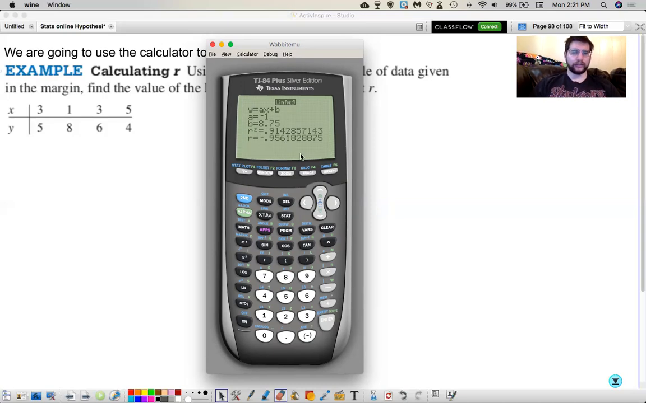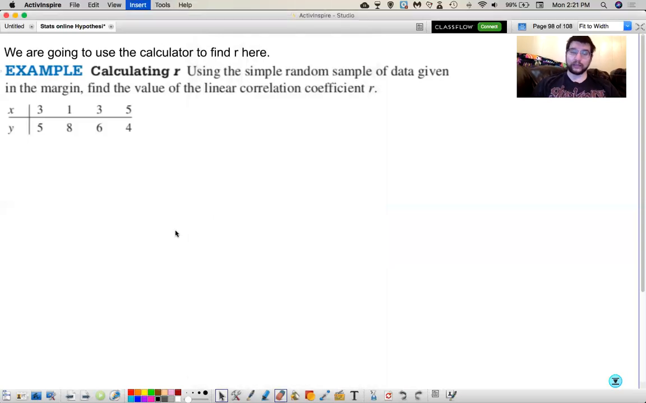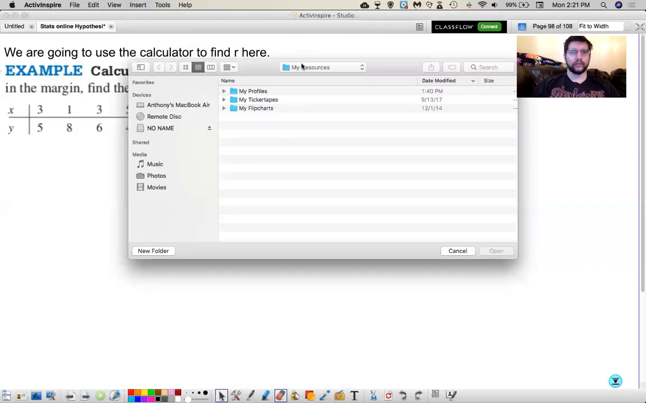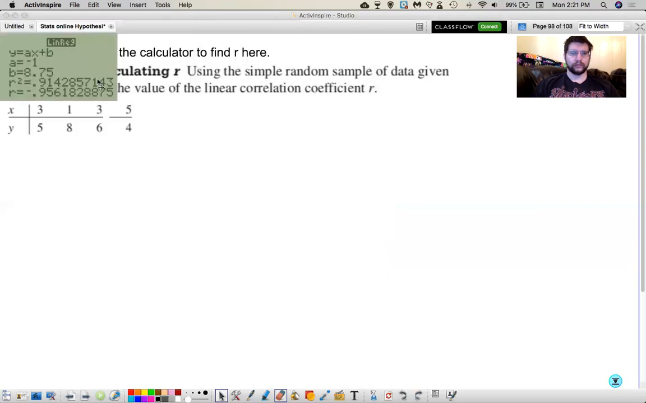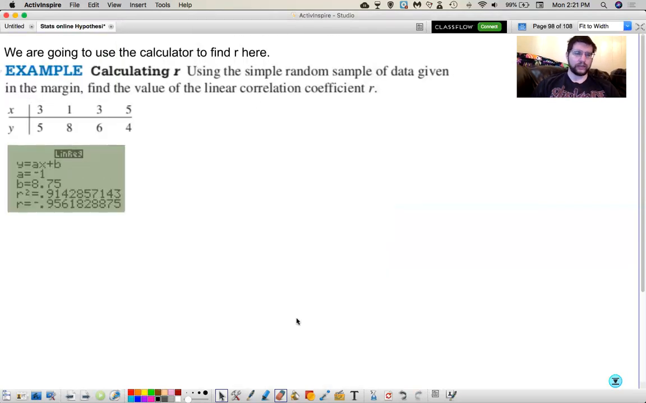So that's it for the TI users. I'm going to snippet this screenshot. So if you notice, it already has other information here too, A and B. That's actually linear regression, so you can do both at once. That's what it'll look like on the TI.